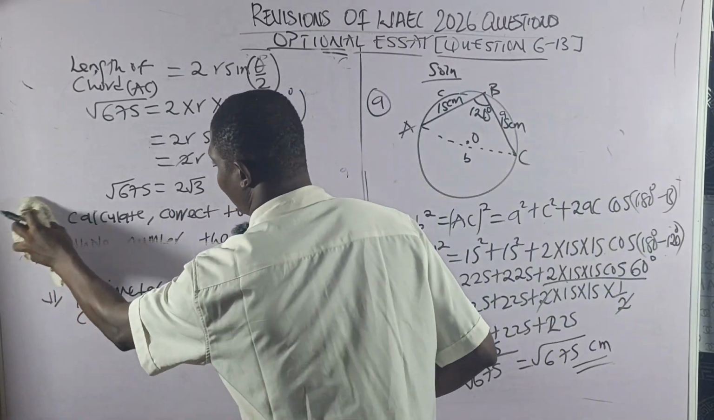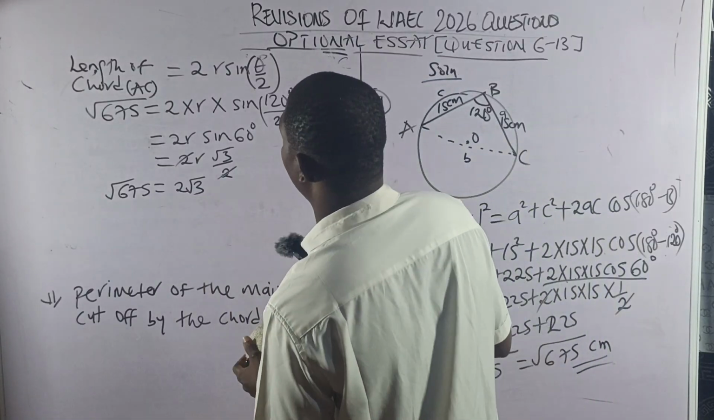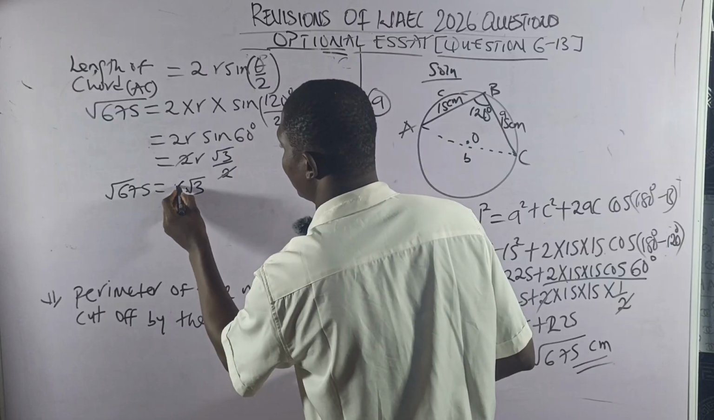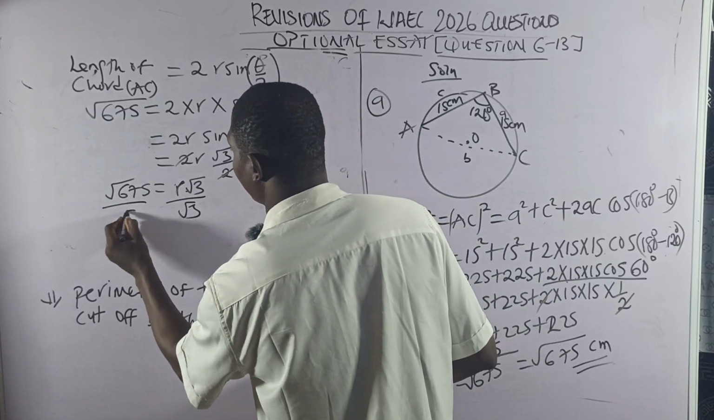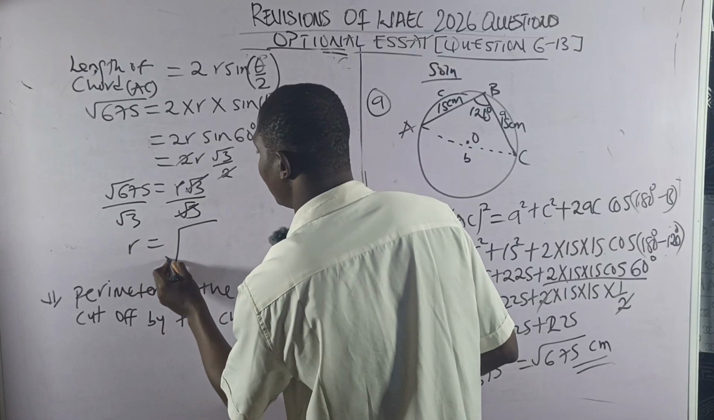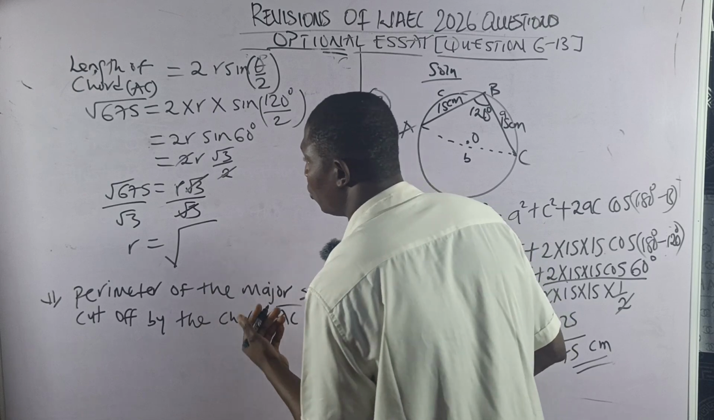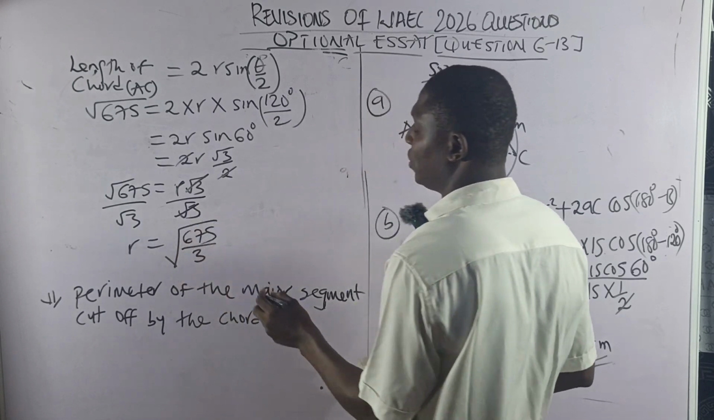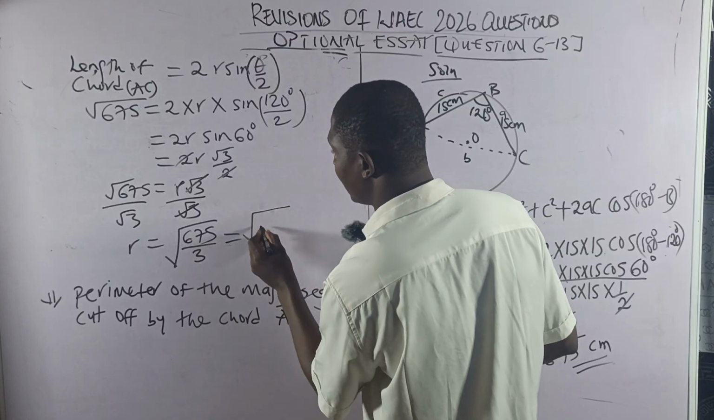I'm already looking for the result, so I can clean this. Now, 2 has cancelled 2, so here is supposed to be r root 3. So I divide through by root 3, and I'll have r equals the square root of 675 over 3, using the surd law. This will give me the square root of 675 divided by 3.